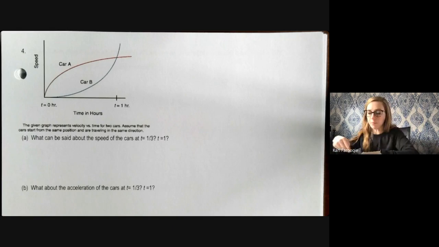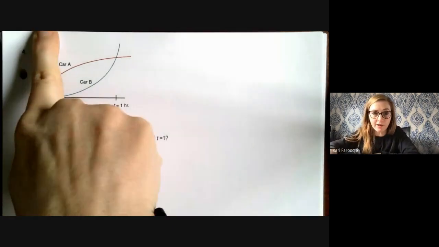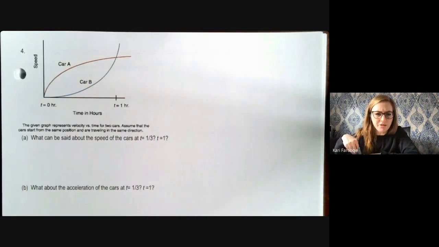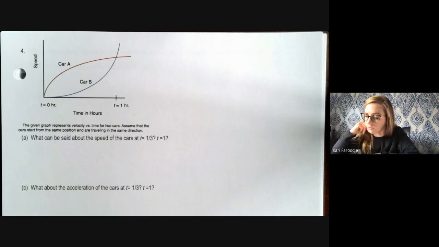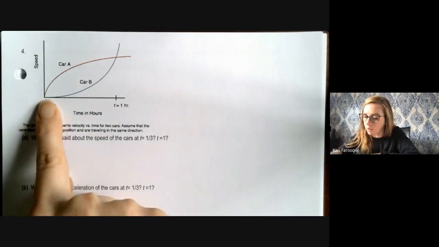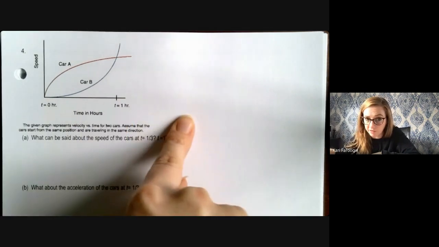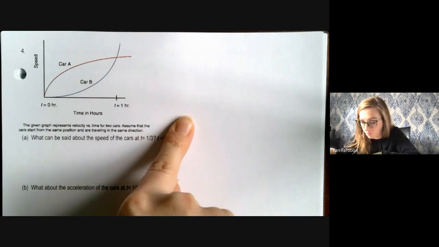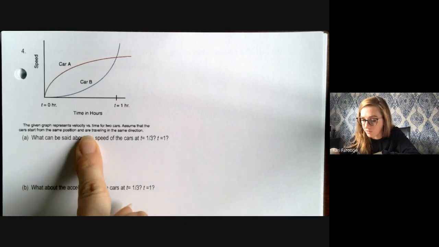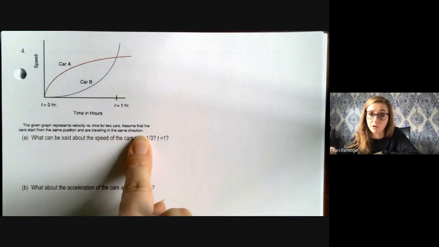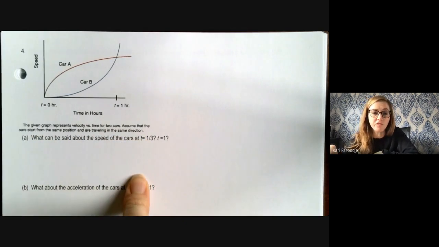So here's your graph. The speed is on the y-axis. We're not even given miles here, but I'm assuming miles per hour. The time is on the x-axis. The time is measured in hours. The given graph represents velocity versus time for two cars. Assume the cars start from the same position and are traveling in the same direction. What can be said about the speed of the cars at t equals 1/3 and t equals 1?